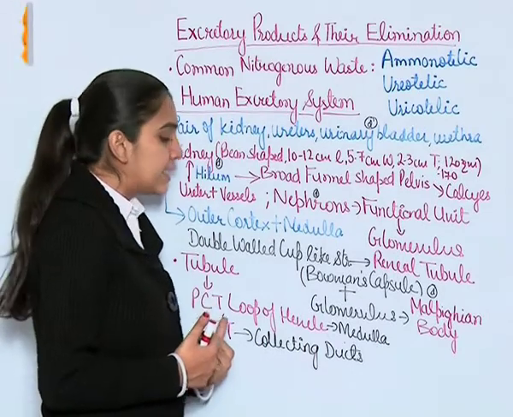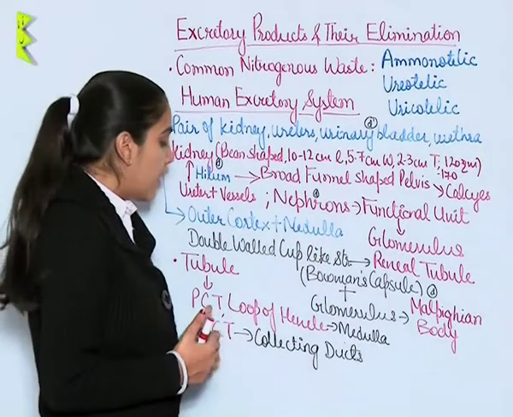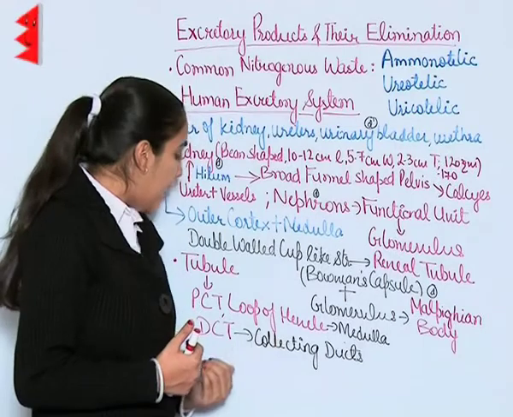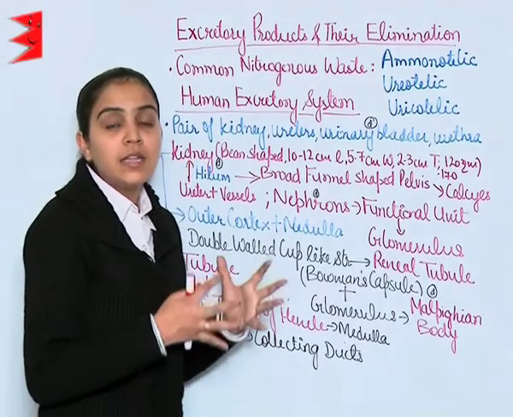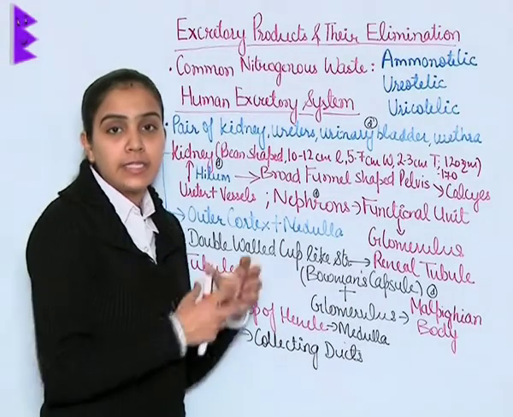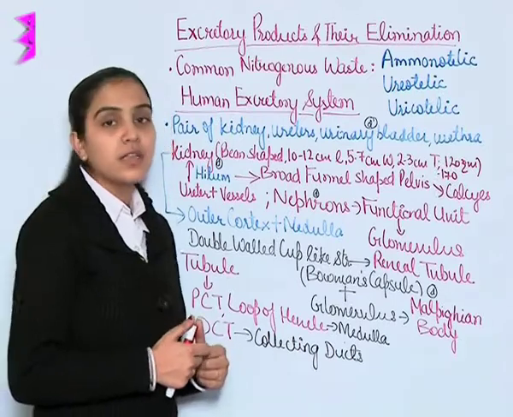PCT and DCT are present in the kidney in the cortex region, whereas the loop of Henle dips into the medulla, and the DCTs from a number of nephrons further get into a single large tube named collecting duct.